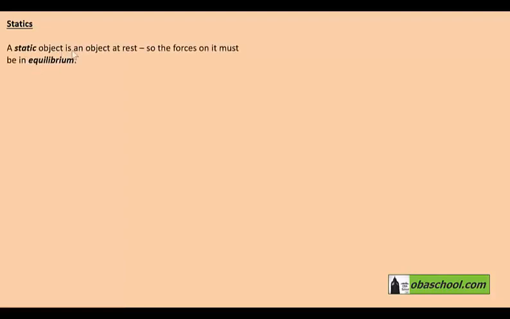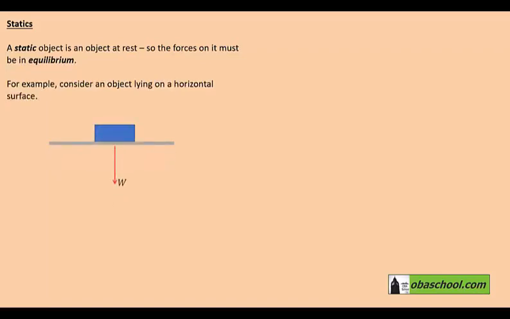A static object is an object at rest, so the forces on it must be in equilibrium. For example, consider an object lying on a horizontal surface. It has a weight, and the weight of the object acts down upon the surface. This is balanced by a normal reaction force, which the surface applies to the object.